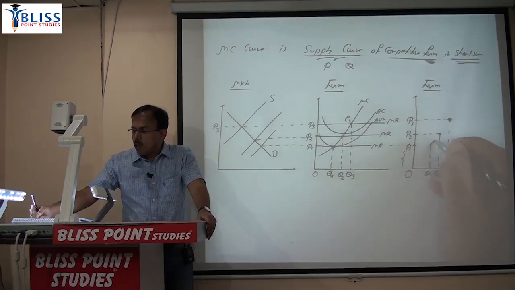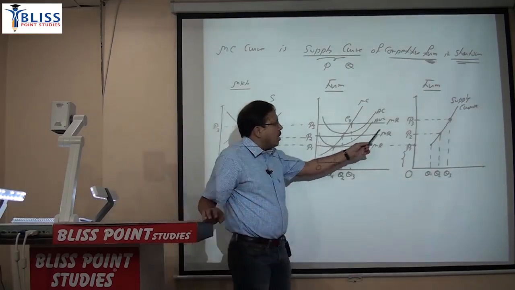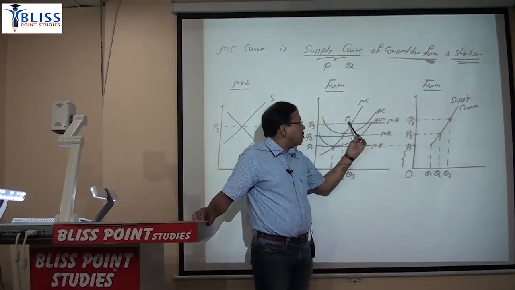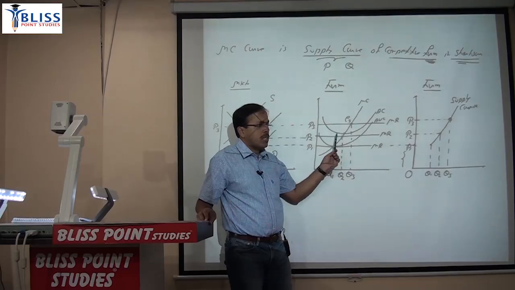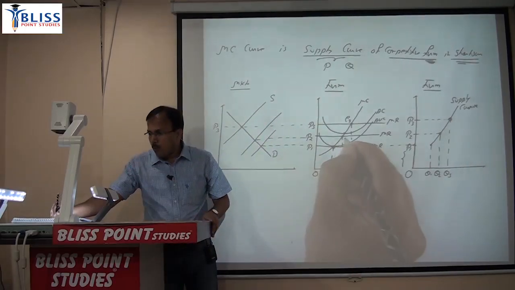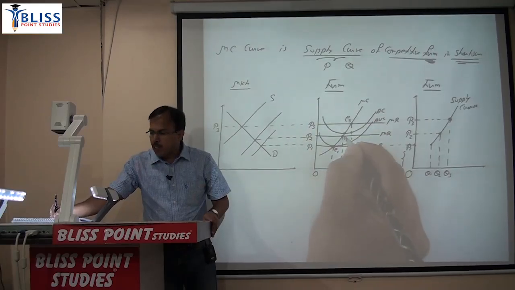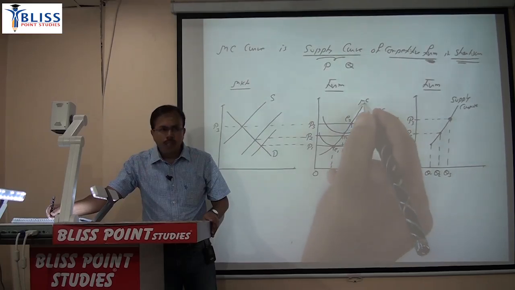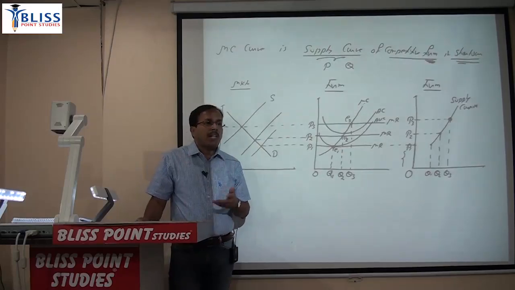So if you connect all those points, then you get supply curve. But just relate it with this diagram. This point is which point in this diagram? E3. This is the point of E2, you can say, or mark here point E2. This is the point of E1. So by joining E1, E2 and E3, we get which line? MC line. So marginal cost curve is supply curve, but not the entire marginal cost curve.